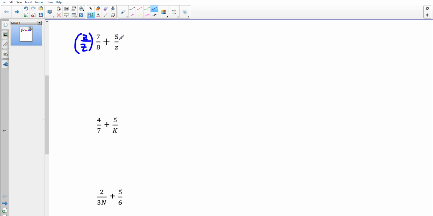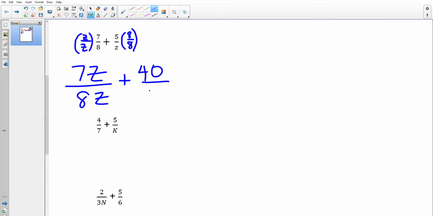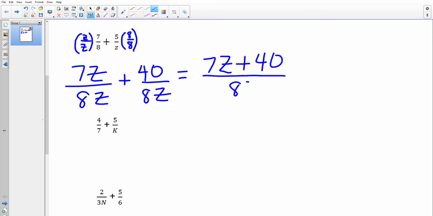So my second fraction, 5/z, I'm going to multiply by 8/8. So now my denominators match. They're both 8z. So I have 7z over 8z plus 40 over 8z. So that leaves me with, combining the numerators, 7z plus 40 over 8z. And that's the answer.